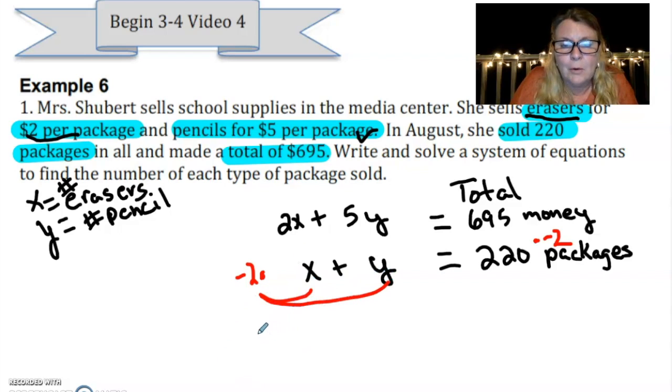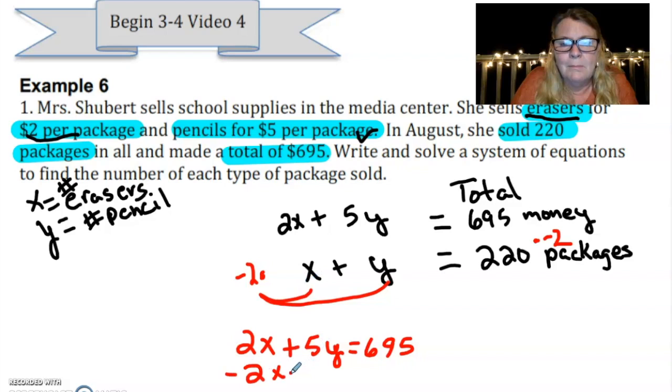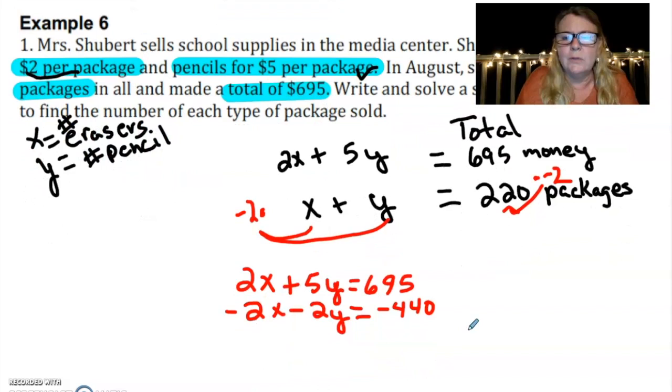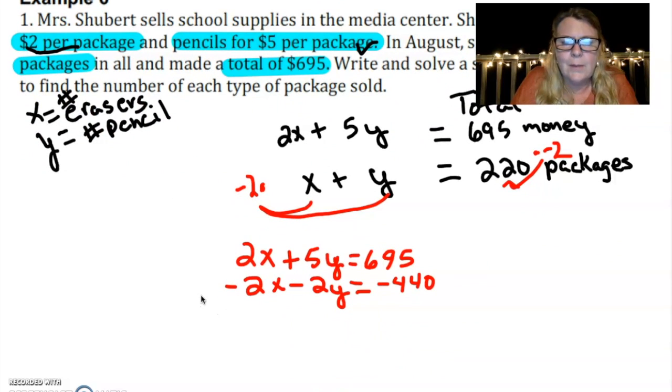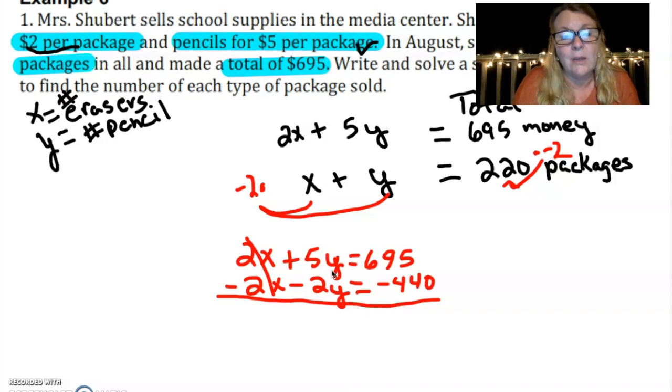I'm going to write down the first equation just like it is, 2x plus 5y is equal to 695. Then I'm going to multiply by a negative 2, so that would give me negative 2x minus 2y. And when I multiply by a negative 2 over here, because you've got to do it to every single part of the equation, then I would get negative 440. I'm going to scroll up just a little bit. Okay, so when I put these together, the x's will eliminate. If that didn't happen, we need to go back and reevaluate our work.